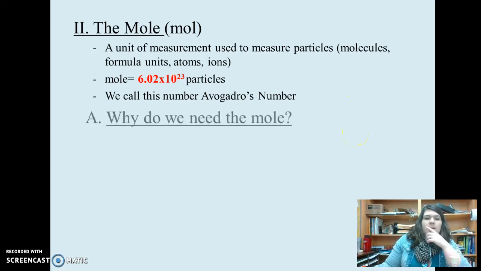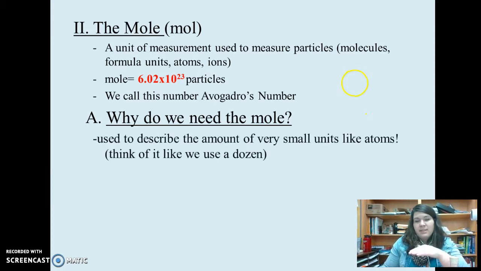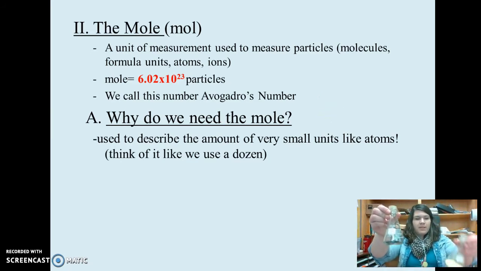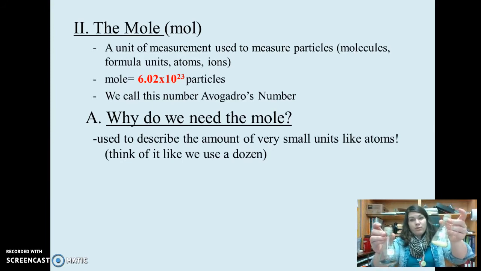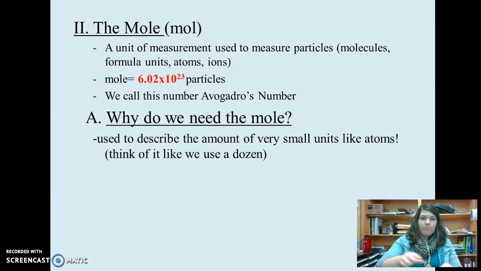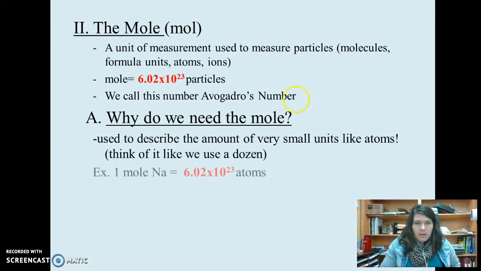Okay. So why do we need the mole? We use it just like we use the dozen. If I say a dozen, you know that I mean 12 eggs. When you say a mole, I know that you mean 6.02 times 10 to the 23rd particles. Now again, that mole doesn't mean that they're all the same size. This is a mole of carbon. This would be a mole of sulfur. Carbon has a mass of about 12 and sulfur about 32 grams. Okay, so mole, but different masses. 1 mole of sodium is 6.02 times 10 to the 23rd atoms of sodium.